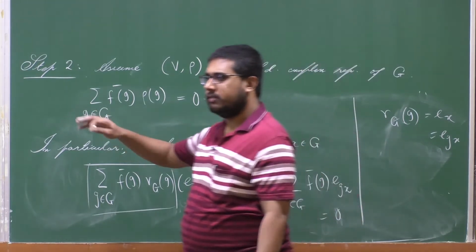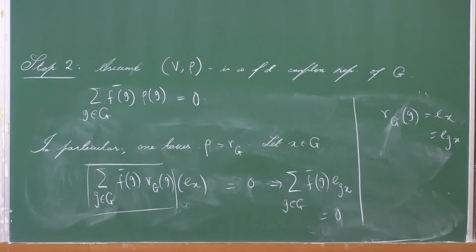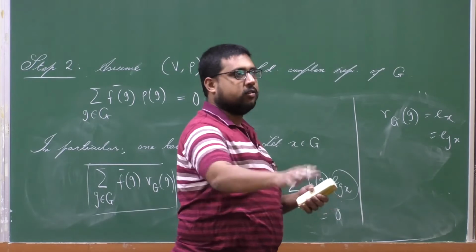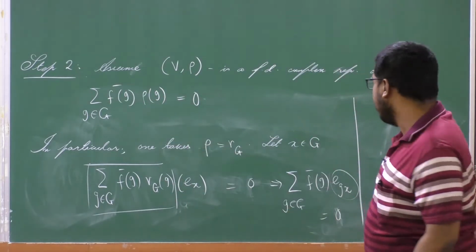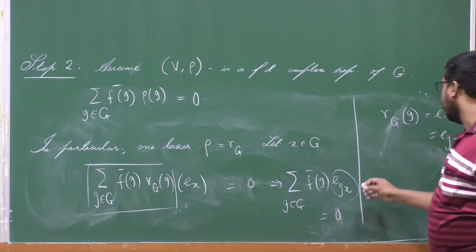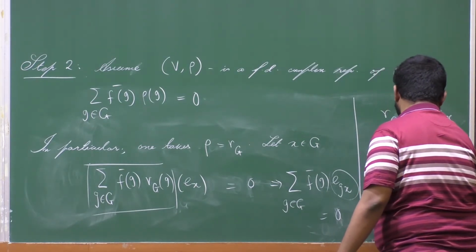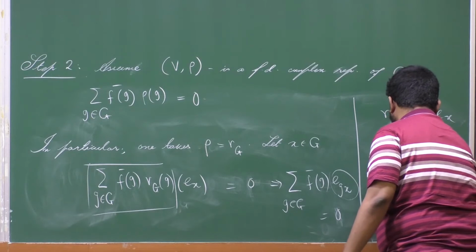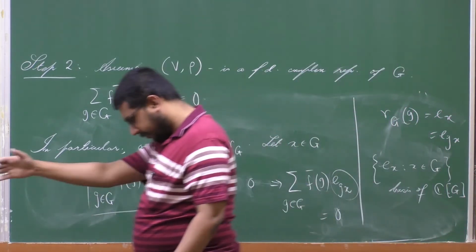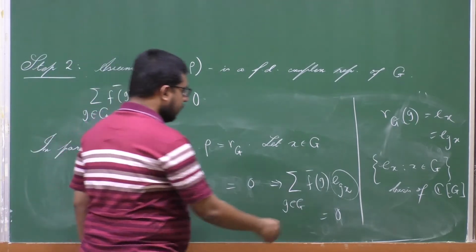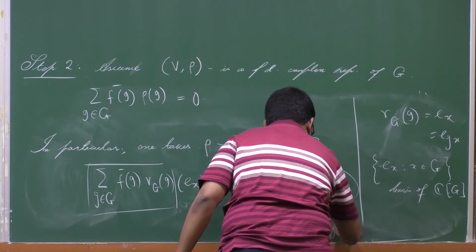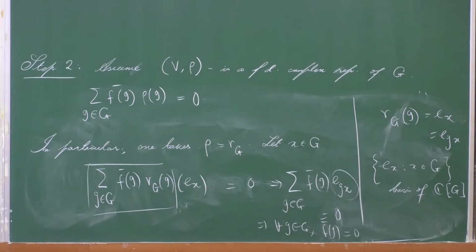Since g runs over all elements in the group G and x is fixed, g x also runs over all elements of G. So what you see here is that we obtain a linear combination of the basis elements. Recall that the e x form a basis of C G. So you obtain a linear combination of the basis of C G which vanishes, therefore that will force, for every g in G, f bar G to be 0. That is exactly what we want.